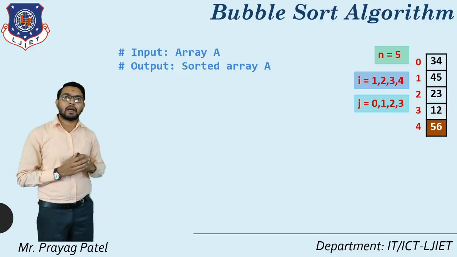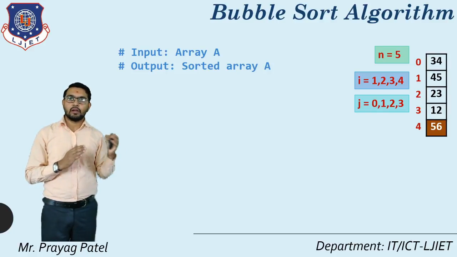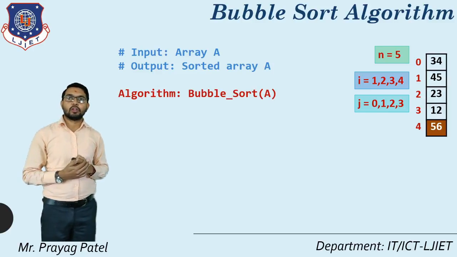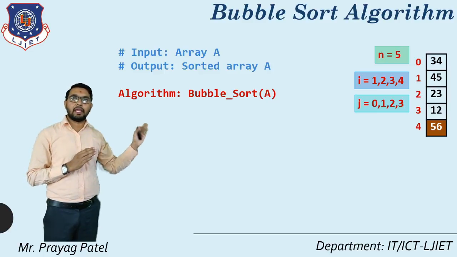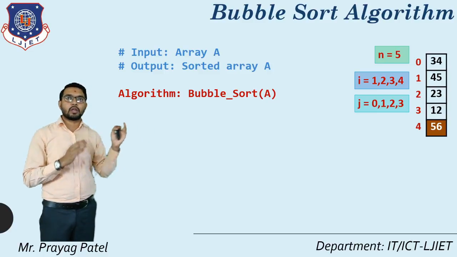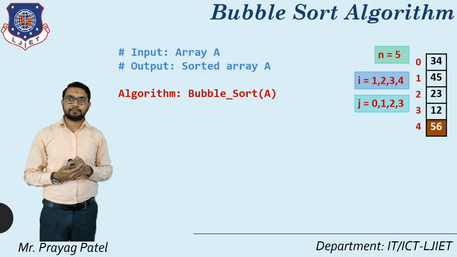Now what is the value of i and what is the value of j? We can consider according to our example. Now consider the algorithm. First step as an algorithm: BubbleSort(A). Here BubbleSort is the name of the algorithm, A is considered as an argument. Here the input is an array A and as output we require the sorted array A.